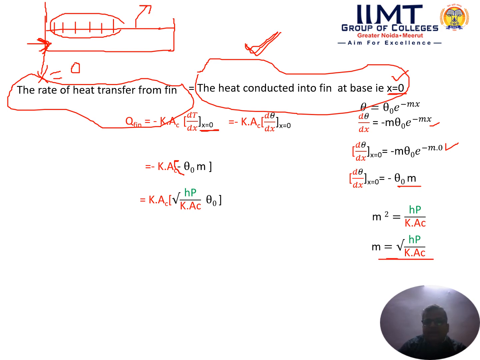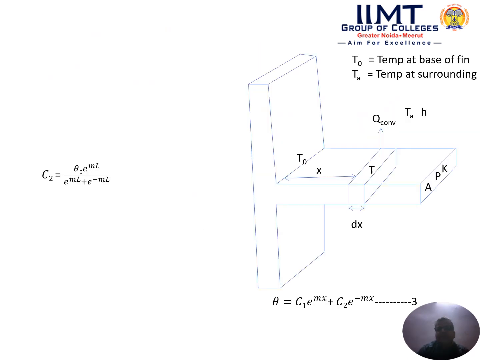Putting the value of m, that is under root hP upon kAc, the kAc and kAc will cancel. Then this will be equal to under root hP kAc into theta naught, and theta naught is equal to T naught minus T a. That is, Q fin is equal to under root hP kAc multiplied by T naught minus T infinity. This is the heat transfer through the fin when the fin length is infinitely long.